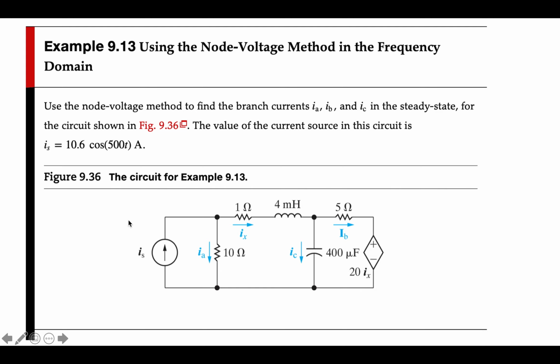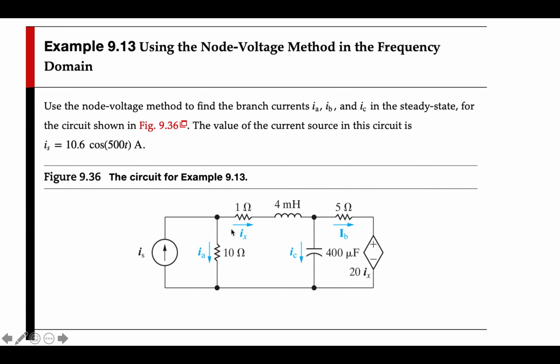So here's an example of the use of the node voltage method in the phasor domain. In this case, some currents are labeled, and those are the ones that you want to find. So the first thing that you do is you transform the circuit into the phasor domain, which means IS becomes a phasor. It would be 10.6 angle 0, which we can just use 10.6. The 20 Ix becomes 20, and Ix becomes a phasor.